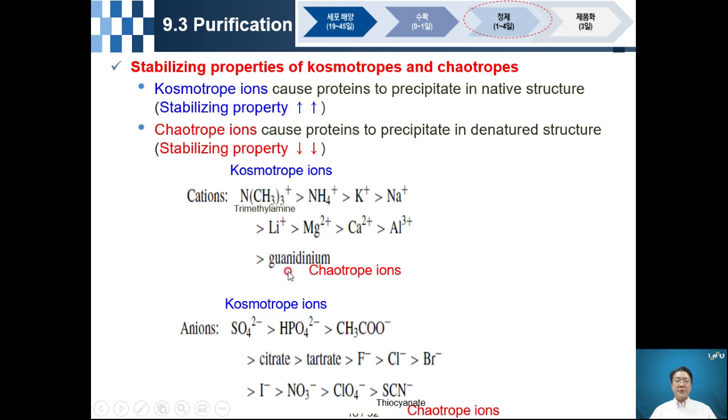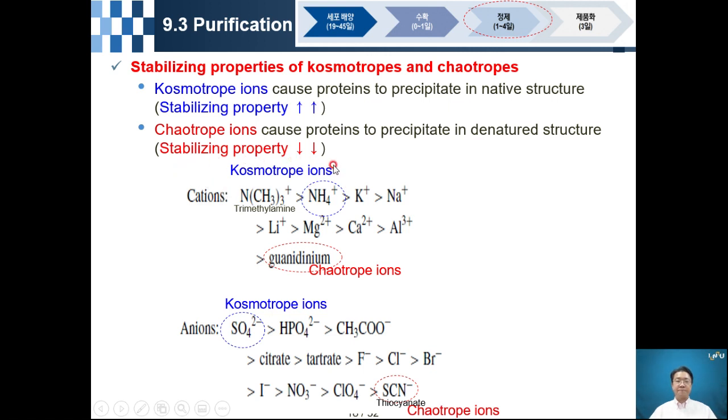The very famous cosmotropic ions are ammonium, NH4 plus, and also sulfate, SO4 2 minus. And a very famous chaotropic cation is guanidinium, and also thiocyanate. So once again, regarding the stabilizing property of cosmotropes and chaotropes: cosmotropic ions have a very high stabilizing property, however chaotropic ions cause protein to precipitate in denatured structure, which means their stabilizing property is very low.